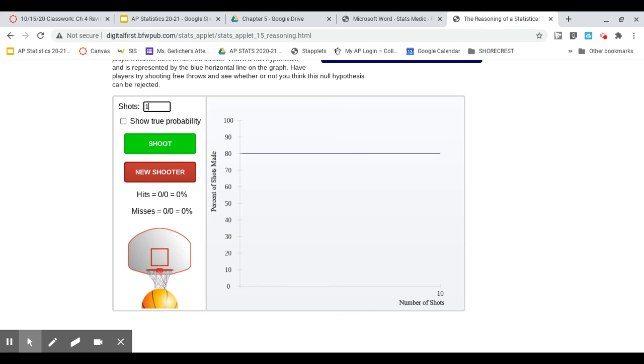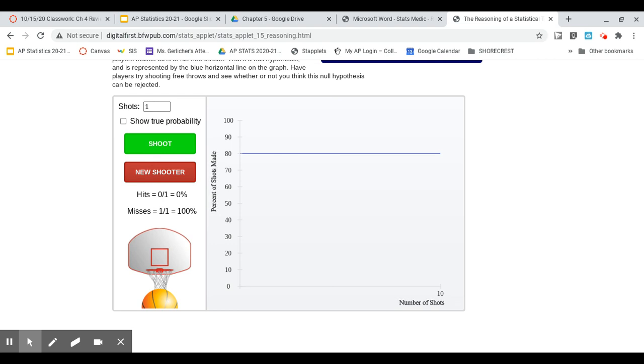So the little picture down below has the basketball and the hoop. It's actually going to either go in or not every time I tell it to shoot, and it will keep track of the percentage of hits and the percentage of misses. So for example, if I press shoot, the first shot missed. And so under hits there, it says she has 0 hits out of 1 try.